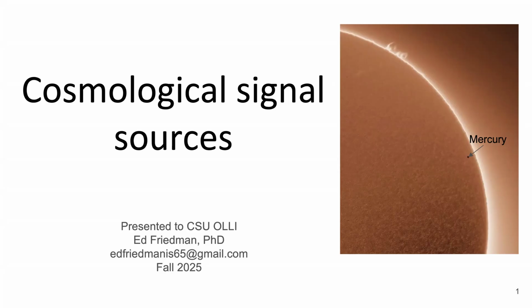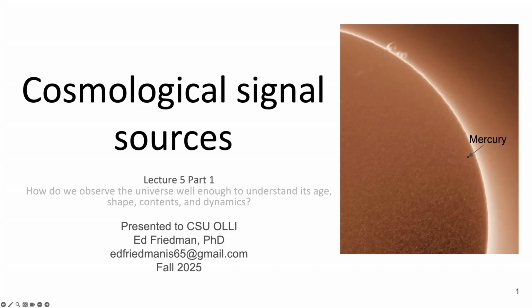So let's get going. Here's an interesting occultation. This is called an occultation when a planet crosses the face of the sun. I don't know when this was done. It happens every, I don't know, 10 or 12 years. Mercury or Venus cross the face of the sun. And there's Mercury.